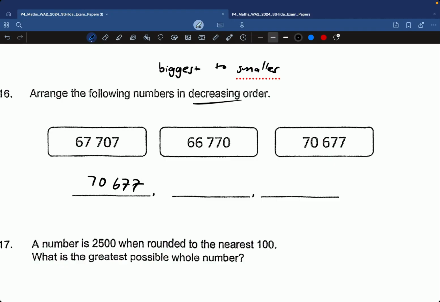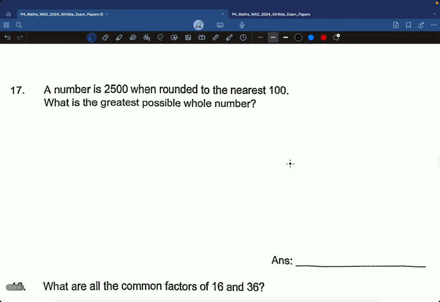70,677. All right, next number. So we know that this is done. Which one is bigger, 67,000 or 66,000? It's pretty straightforward. It's 67,707. And the last one is 66,770. That's it. Let's move on to the next question.